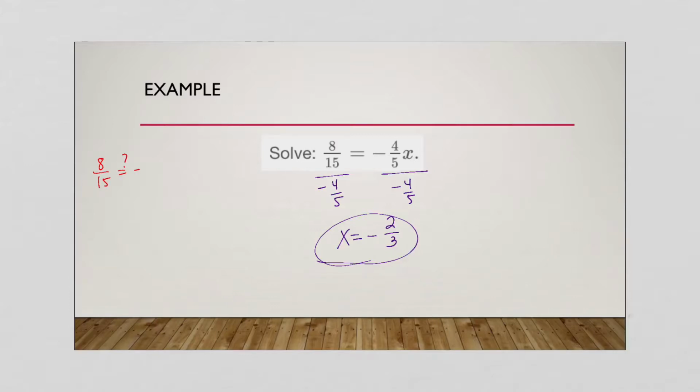So now again you can check your work by putting -2/3 in wherever you see x. Does that equal -4/5 times -2/3? So multiply straight across, so 8/15 on the left. -4 times -2 is +8. 5 times 3 is 15. And because that's equal, I know that's the correct answer.